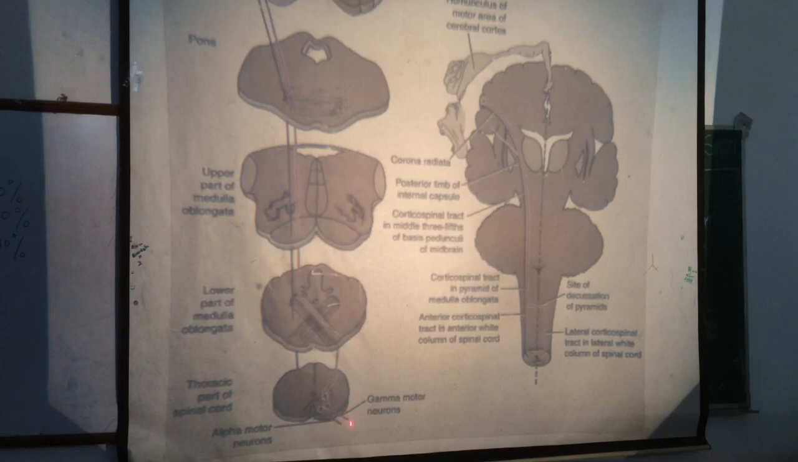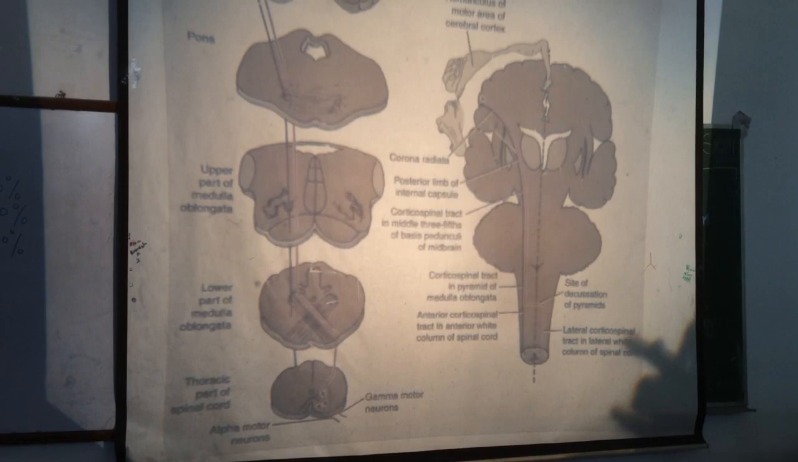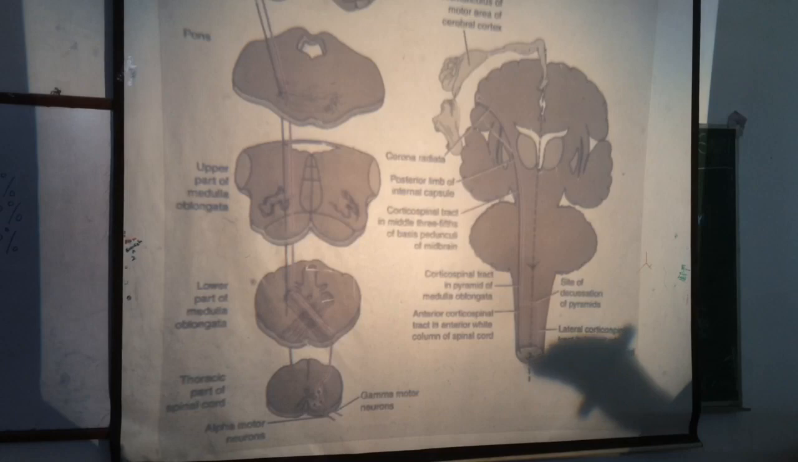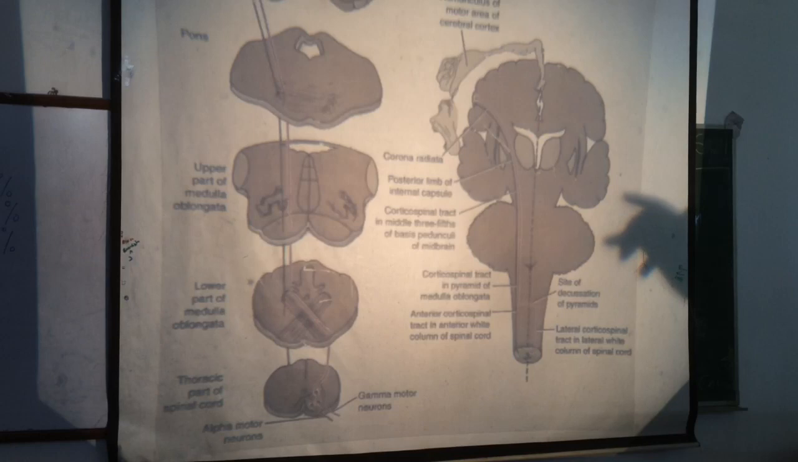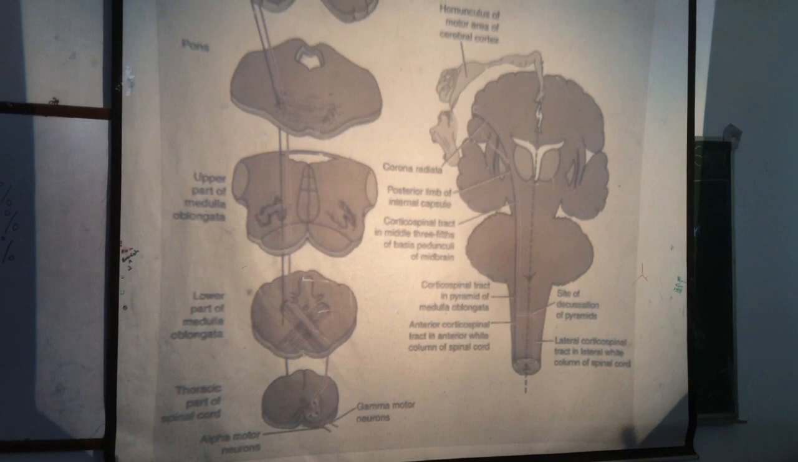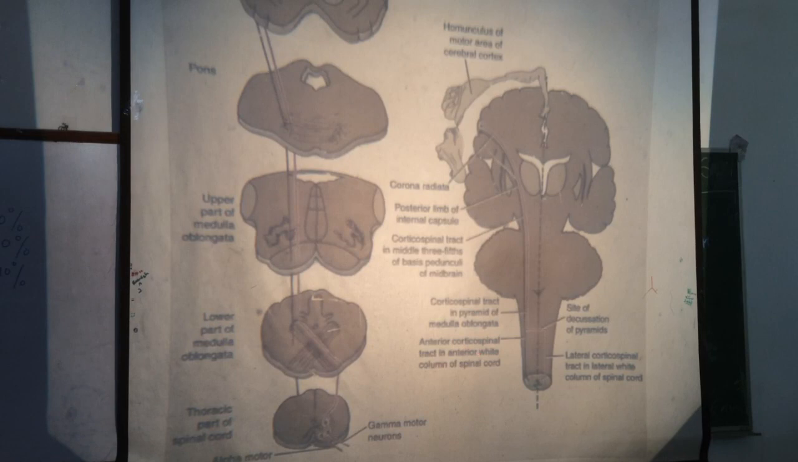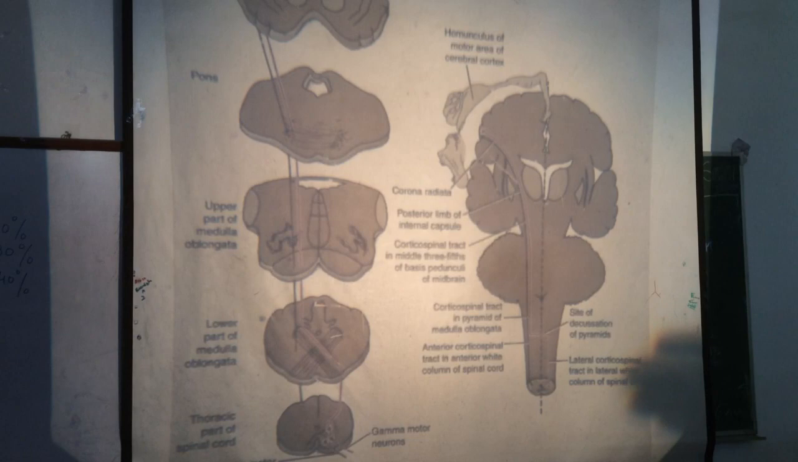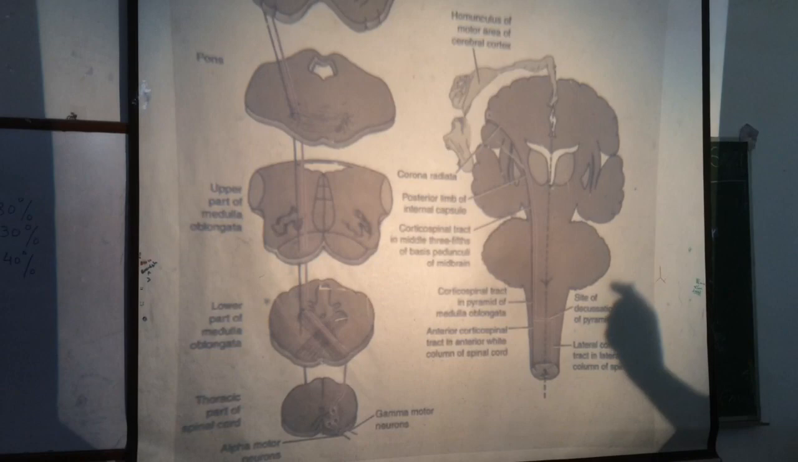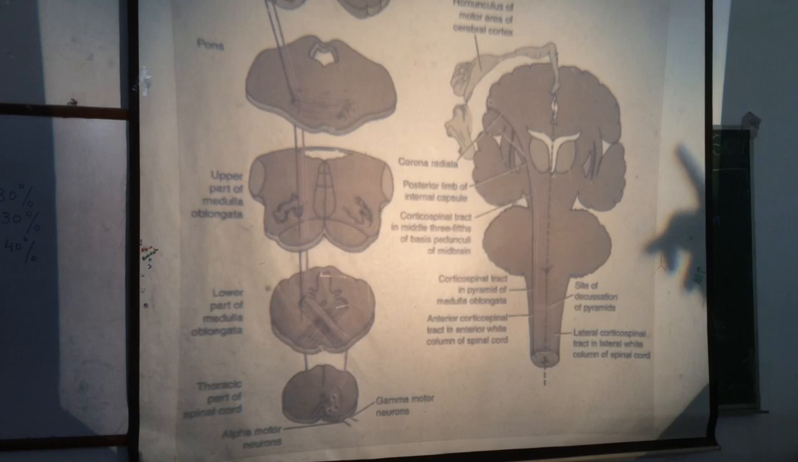Nerve fibers in the anterior corticospinal tracts terminate into the cervical and upper thoracic segments of the spinal cord. So the nerve fibers in the anterior corticospinal tract terminate into the cervical and upper thoracic segments of the spinal cord. Right? And termination is not direct with the motor neurons in this segment.